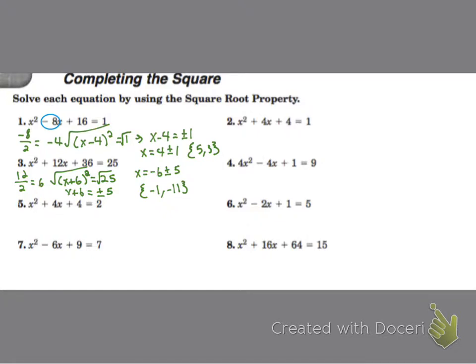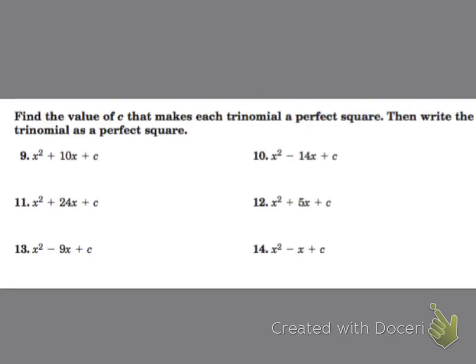Just continue to do that throughout these problems. All you got to do is divide b by 2, and that gives you your binomial squared it's equal to, then just square both sides. Next section, we already did a section like this in our notes. Alright, all you do here, take 10 divided by 2, gives you 5, square it, and you get 25. So c equals 25. Then the perfect square binomial it's equal to, was 10 divided by 2 gave you 5, so it would be, in this case, x plus 5 squared.